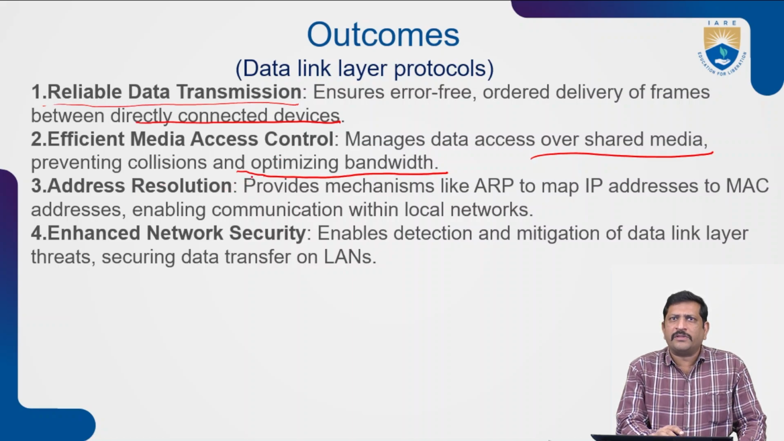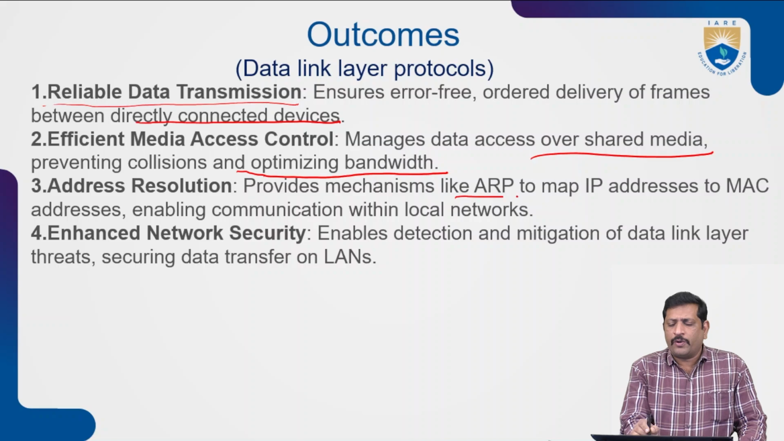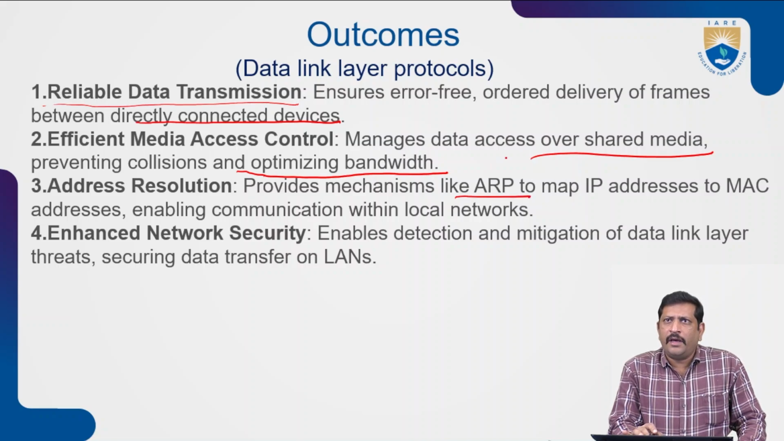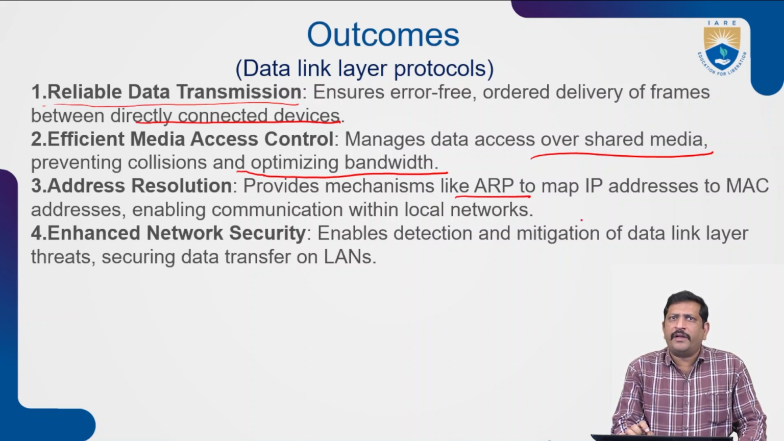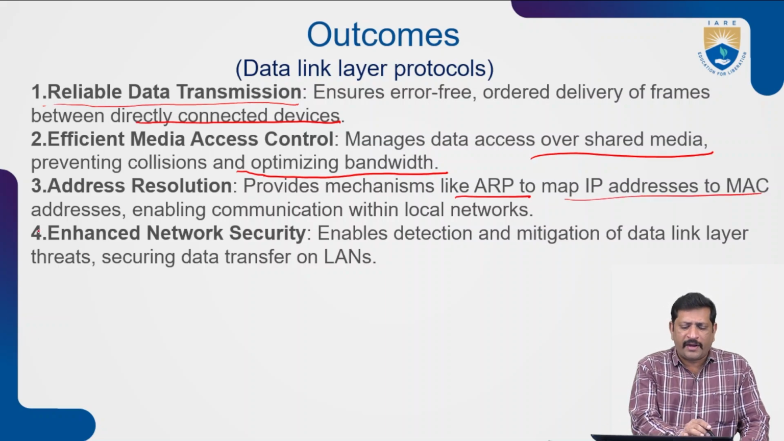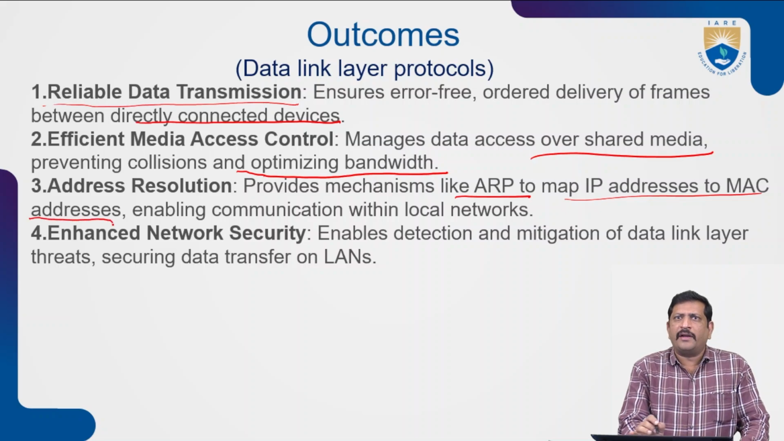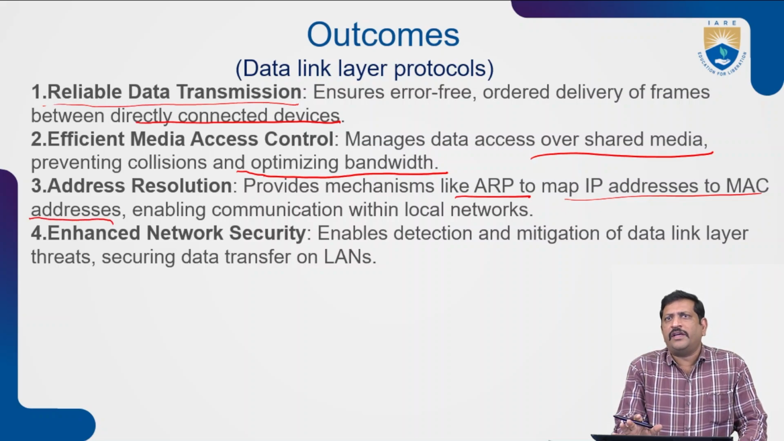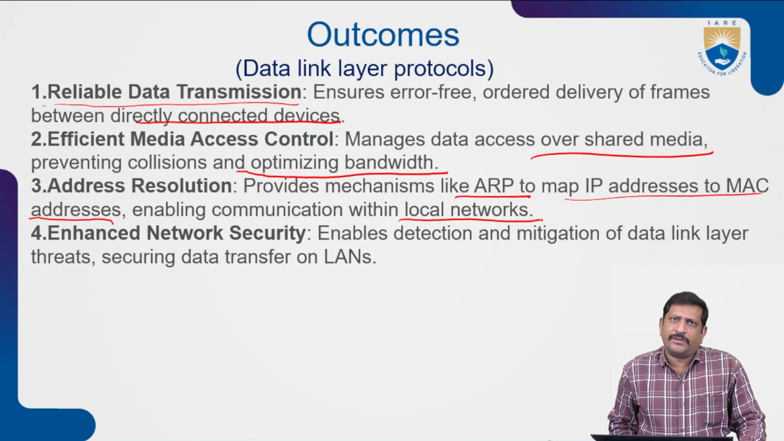For address resolution we can use the ARP protocol. With the support of the data link protocol, it maps the IP address, the Internet Protocol address, to the MAC address. With the help of the MAC address, a particular destination can be identified, effectively transferring the data to the destination. This enables communication over the local area network.